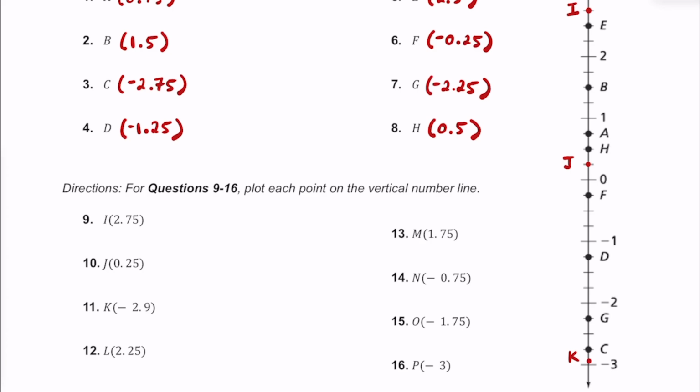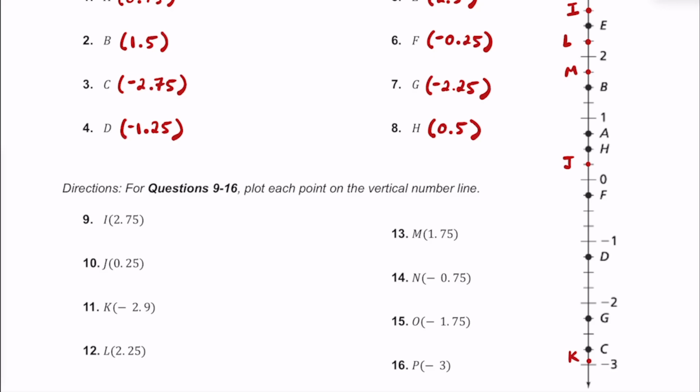Well, each of these lines is 0.25, so here's going to be where L is on top here, between 2 and 3. For number 13, we have M, which is going to be at positive 1.75, so it's going to be pretty close to 2. So I'm going to go ahead and put a dot right here. That's going to be M.